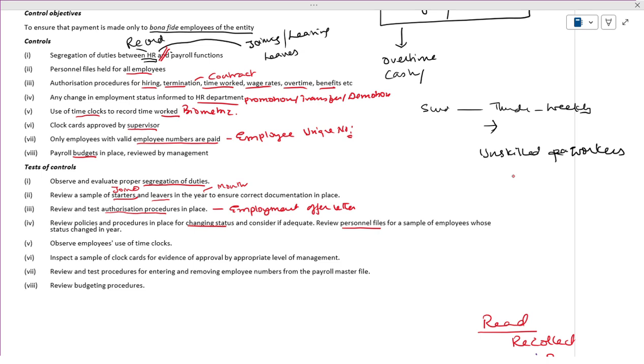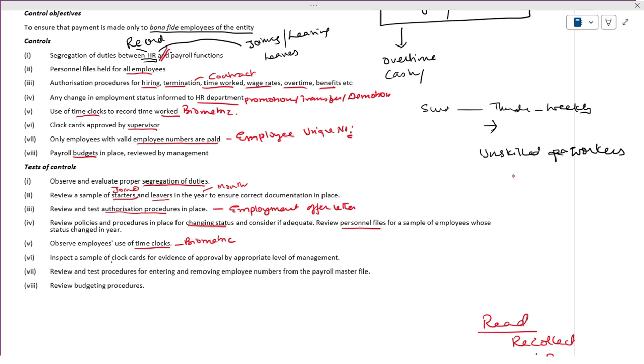Observe employees' time clocks, biometric. In most countries' organizations, fingerprinting is still there. Time clocks: you have clock-in and clock-out cards. Some organizations use those also.